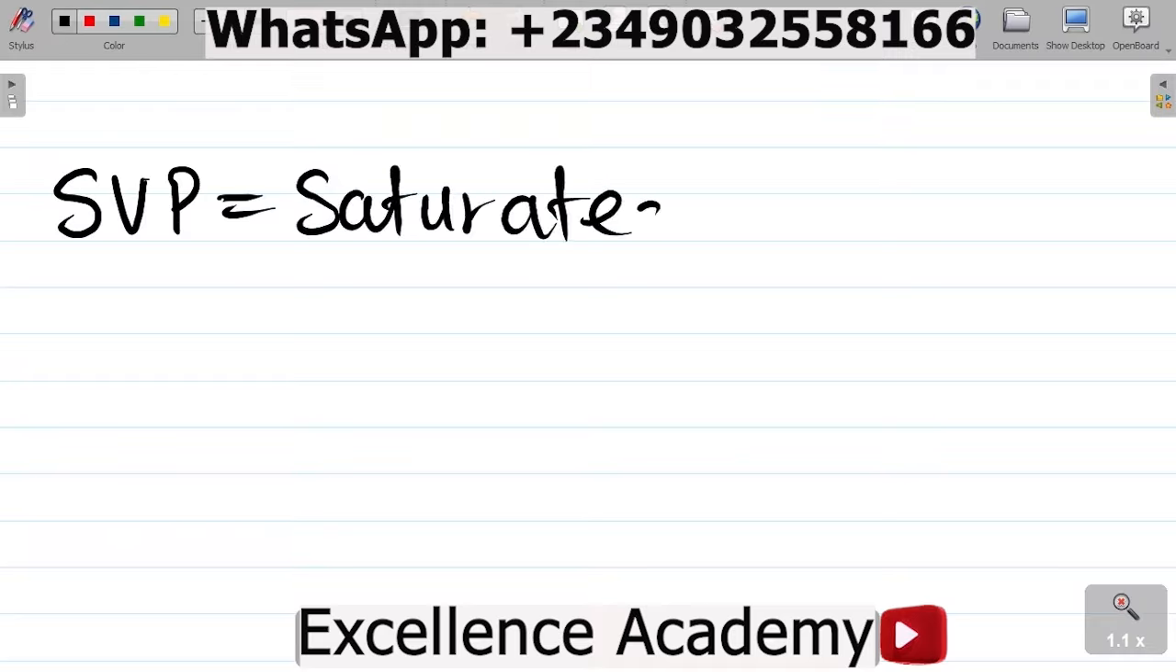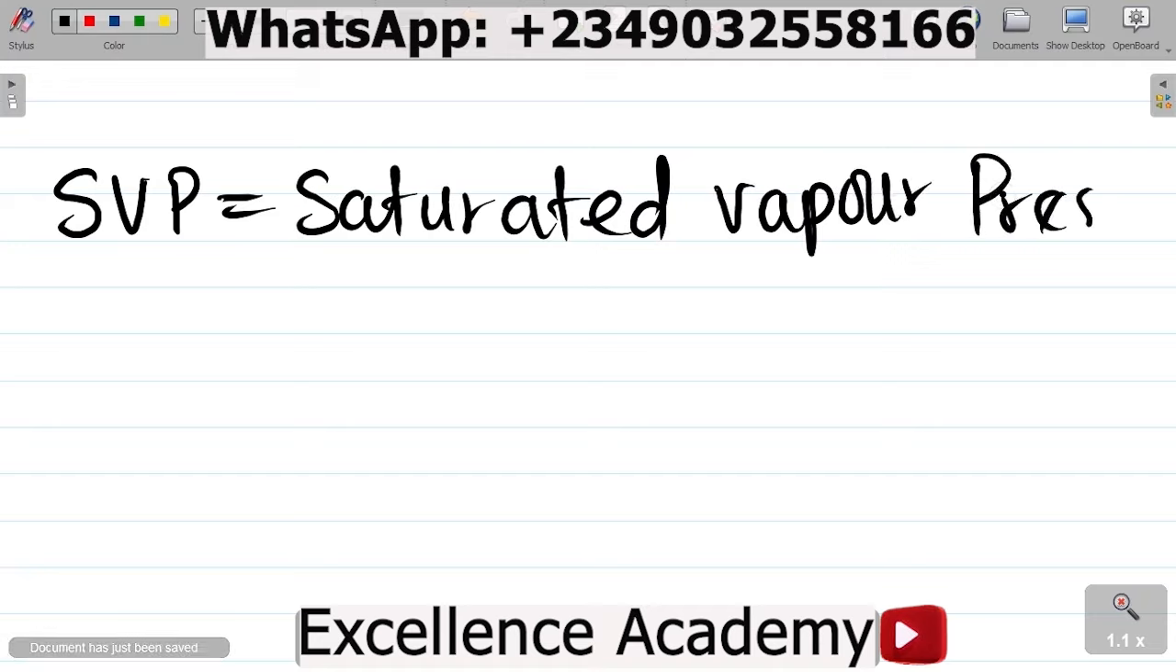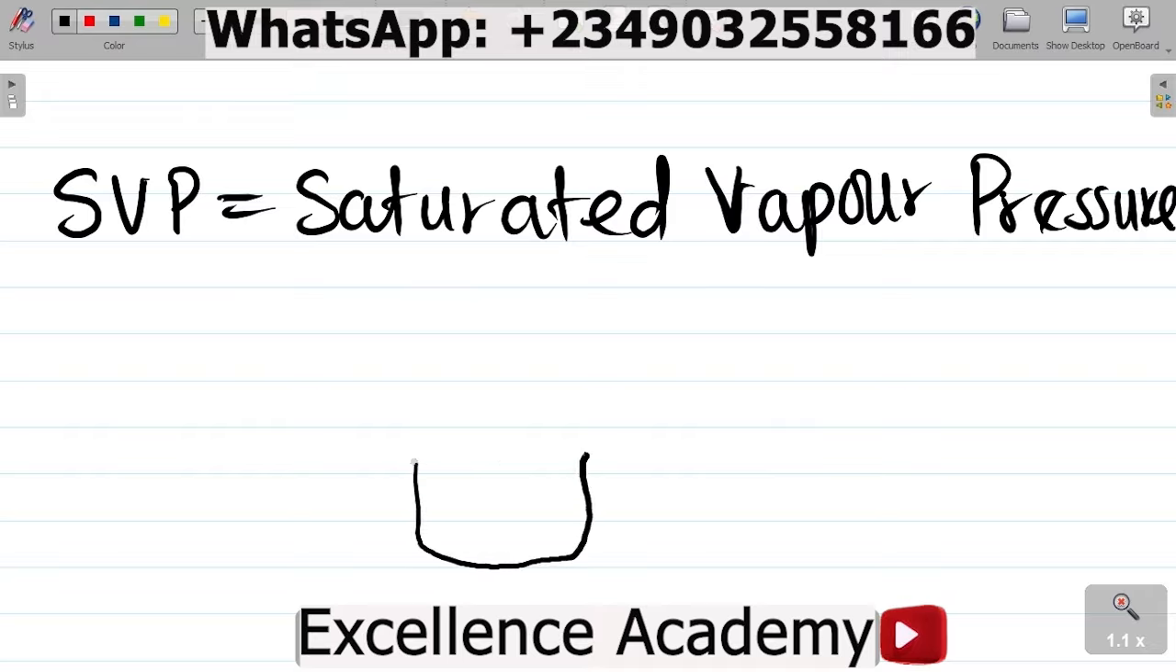saturated vapor pressure. So basically, this is what you have as SVP. Okay. A saturated vapor pressure, what it means is that it's simply a vapor that is in contact with its own liquid within a confined space. All right. Now, let's say I have a liquid in, let's say, a jar or something like this.